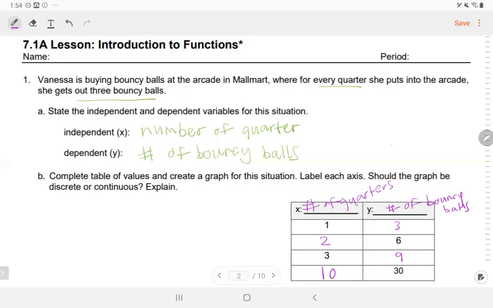But I can't put a half of a quarter in and get out just 1 more bouncy ball. I put 1 quarter in, 3; 2 for 6; 3 for 9; and so forth. So that means that this graph will be discrete. So the points will not be connected.